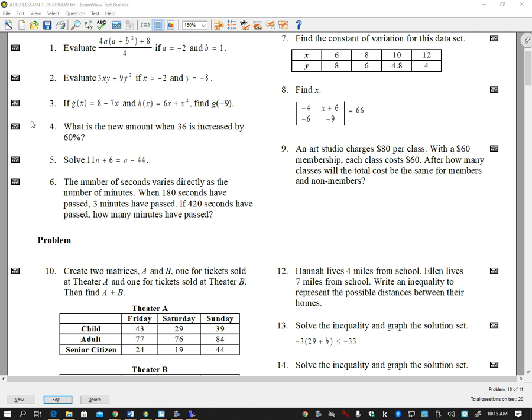All right, other questions? I feel good? Test tomorrow. Number 2, evaluate. All right, so basically on this, let's start by doing parentheses for our variables.